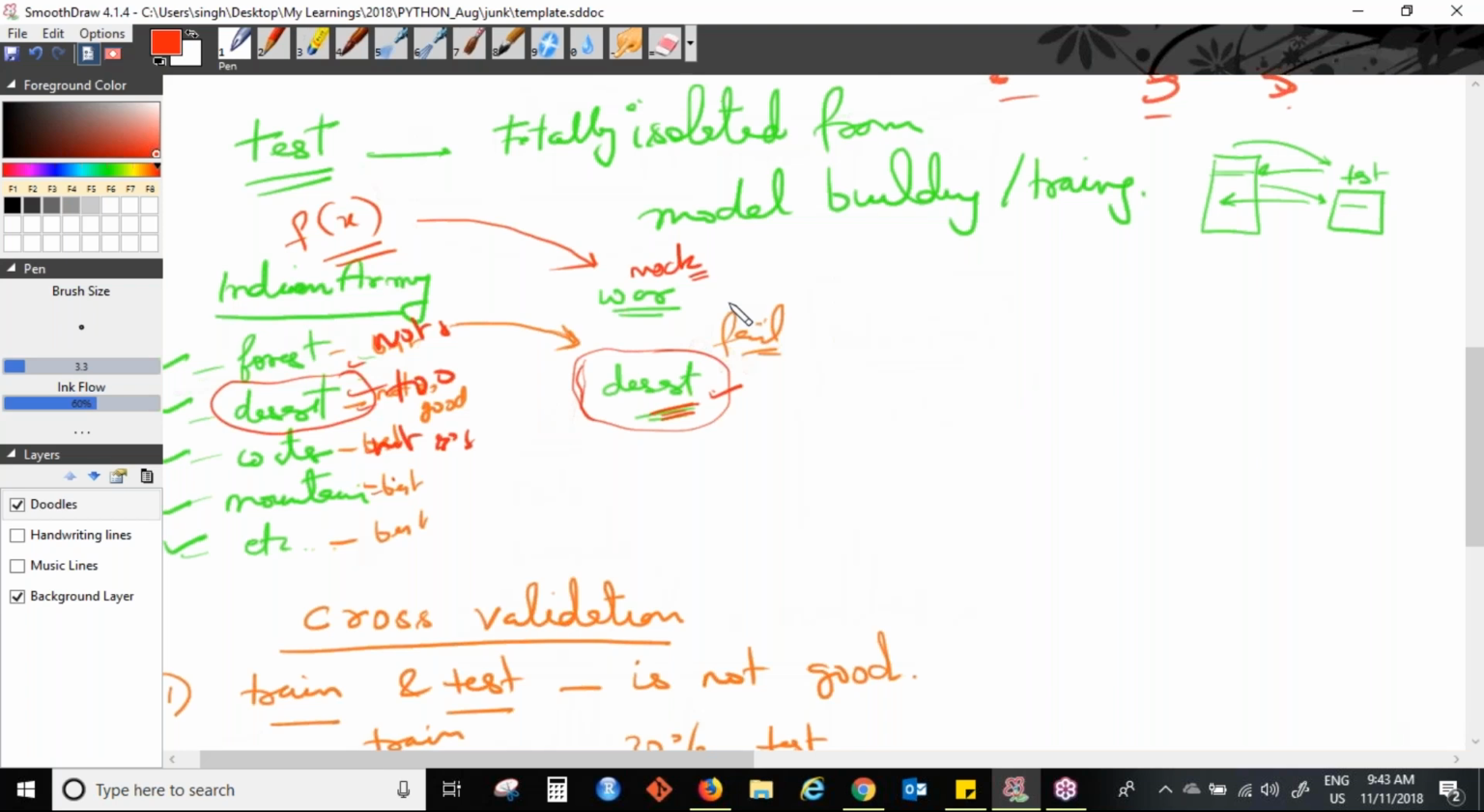What do you think? What is the way to avoid this? Are you getting the problem, guys? Did you understand the problem? Yeah, we will talk about this.